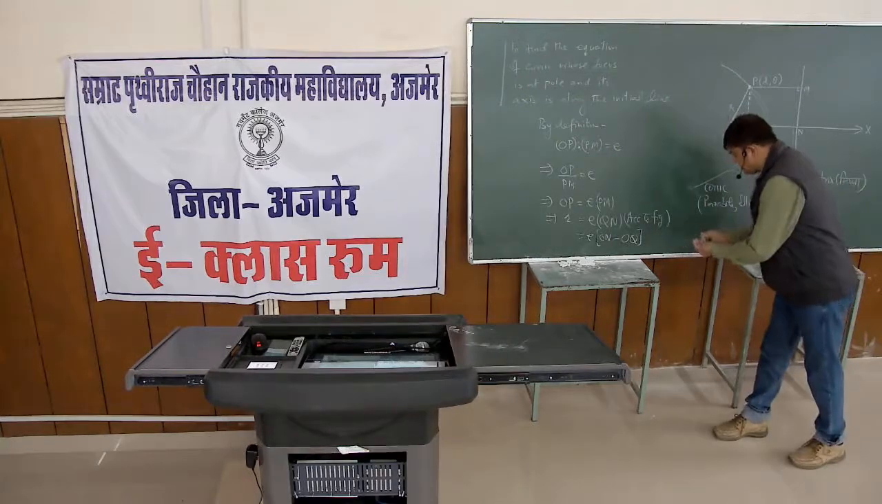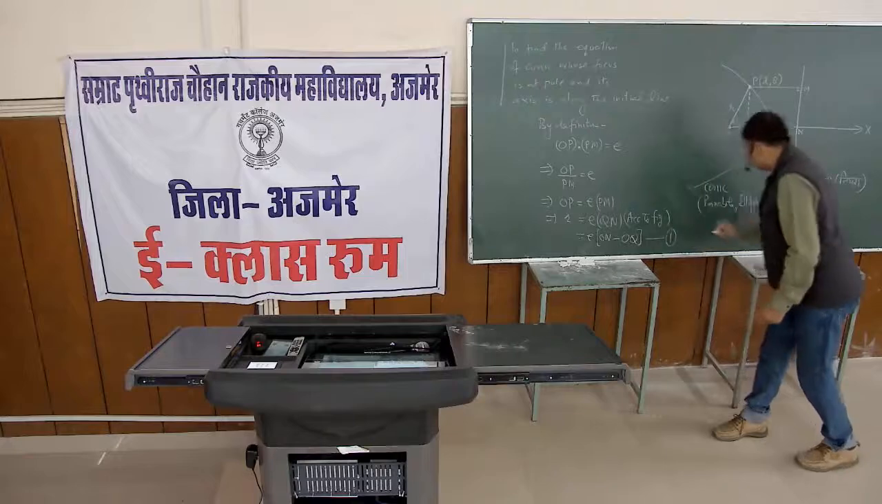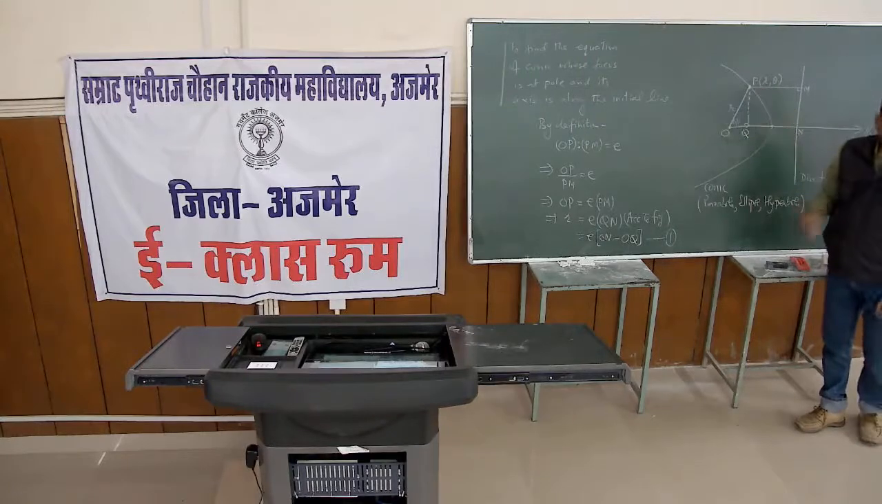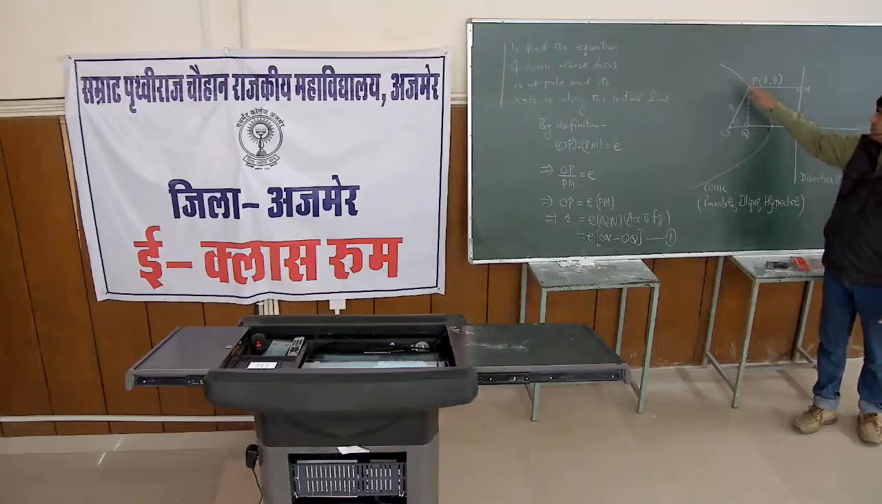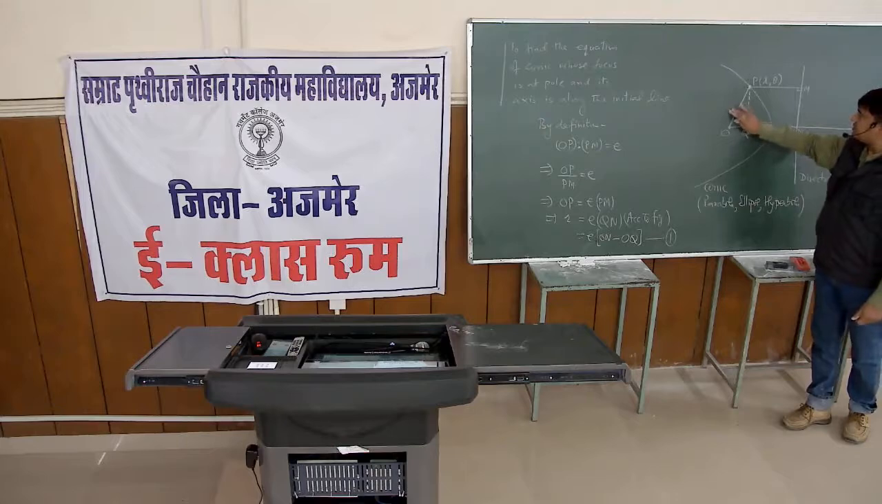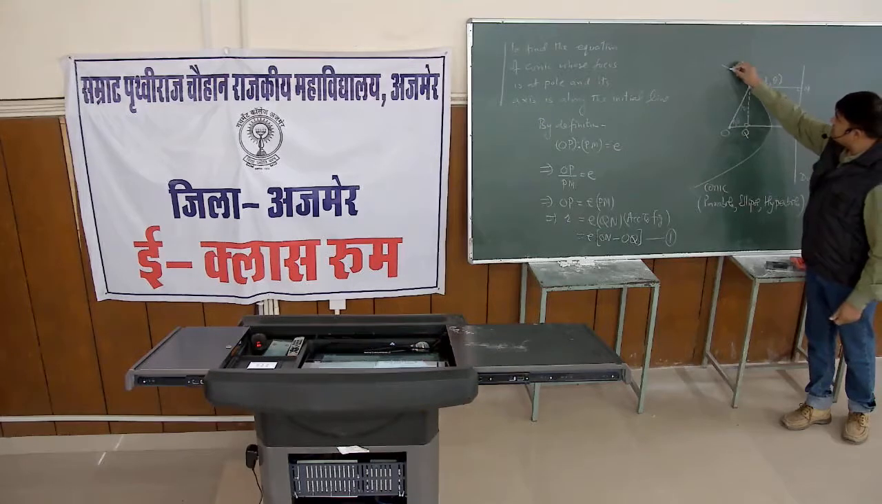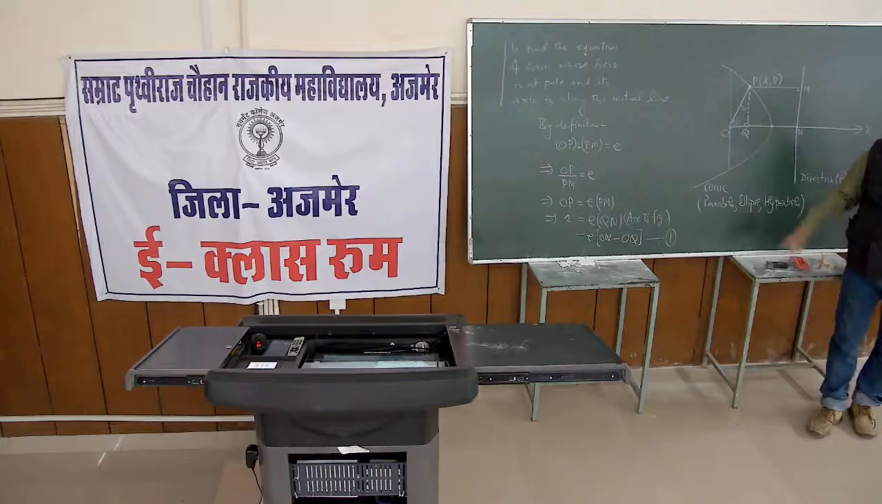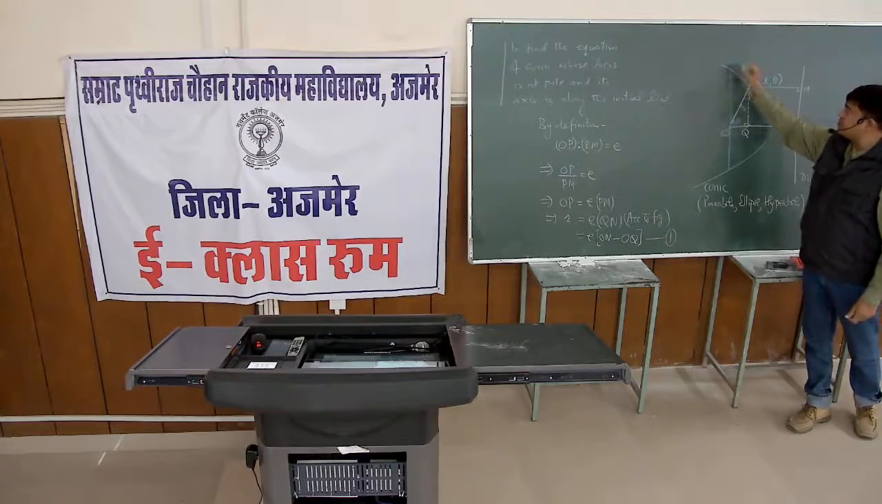We consider this as equation number 1. Now look at the diagram. P is the moving point, so this P point moves on the curve, whatever it is. Let us suppose this is the chord perpendicular to the axis and passing through the focus. So what is the name of this chord? That is the latus rectum.